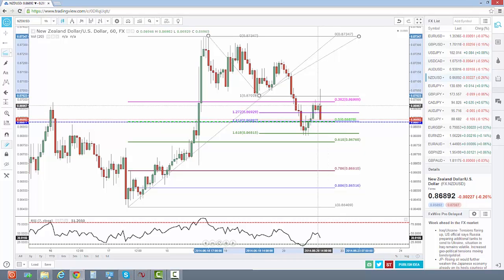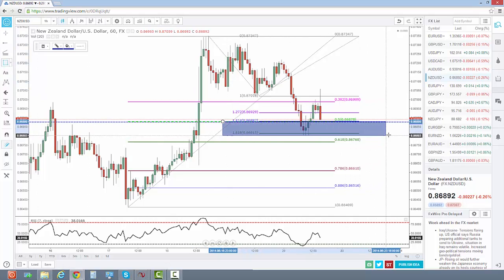So this is still an opportunity. If we come back down into a double bottom situation here around 86.83s, that's going to be a nice buying opportunity. We're at the 1.618. We're still kind of in that zone. We can kind of draw in a little zone.